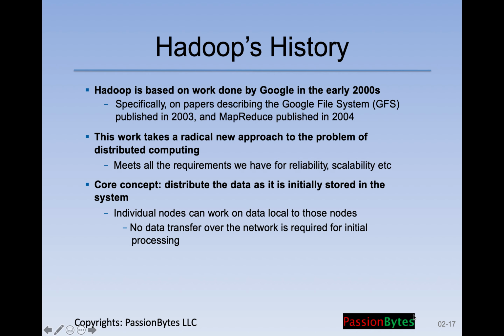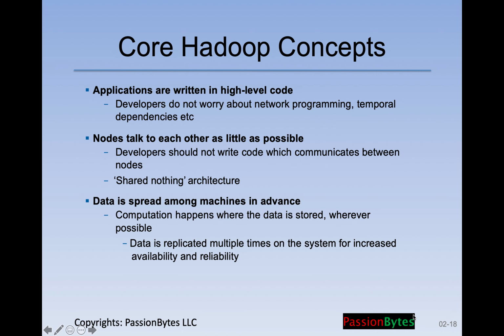So always remember, adding two numbers is not a Hadoop problem. Hadoop is meant for batch-based analytics, batch-based programming. What is Hadoop? File system plus computation on top of it. And what is that computation called? MapReduce. Right? So, distribute the data, and applications are written in high-level code, nodes talk to each other as little as possible. All these things you will learn, but now just listen to what is happening.